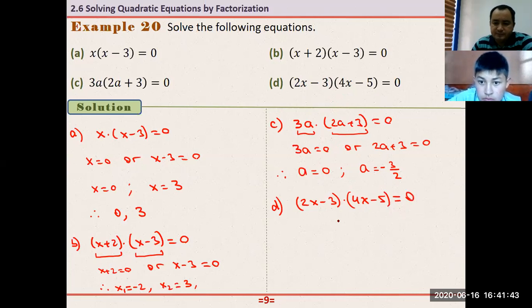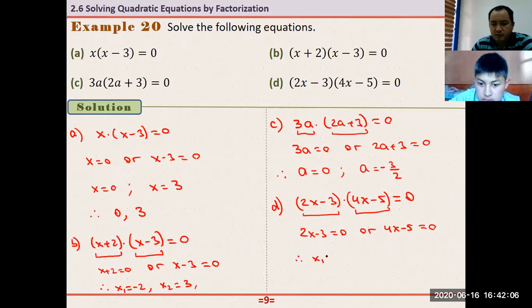Anyway, here we have 2x minus 3 times 4x minus 5. We don't have to write times, because we know that in algebra, that means these two things are multiplied by each other. Here we have 0. So for the product to be 0, one of the factors should be equal to 0. So 2x minus 3 should be equal to 0, or 4x minus 5 should be equal to 0.